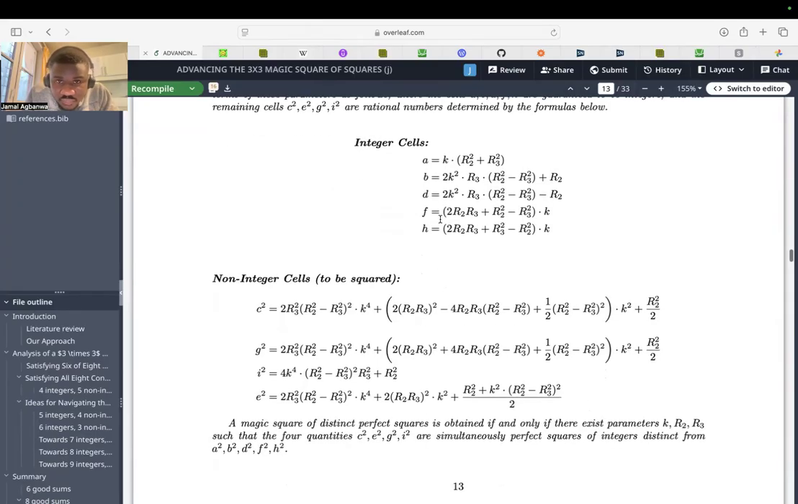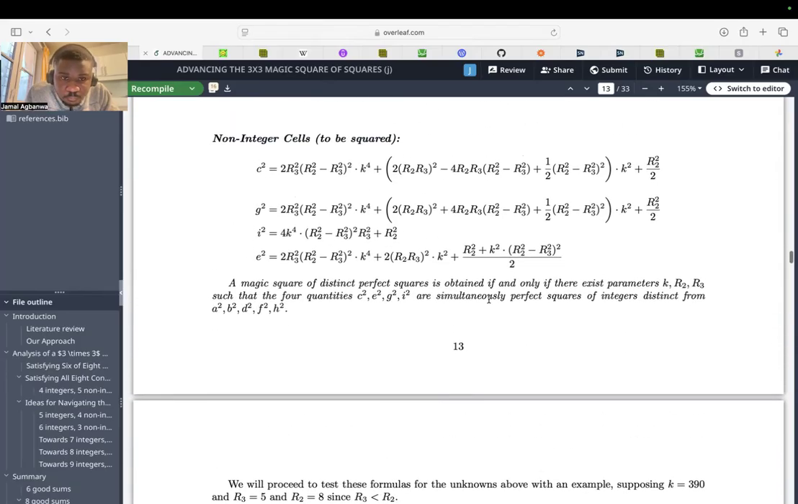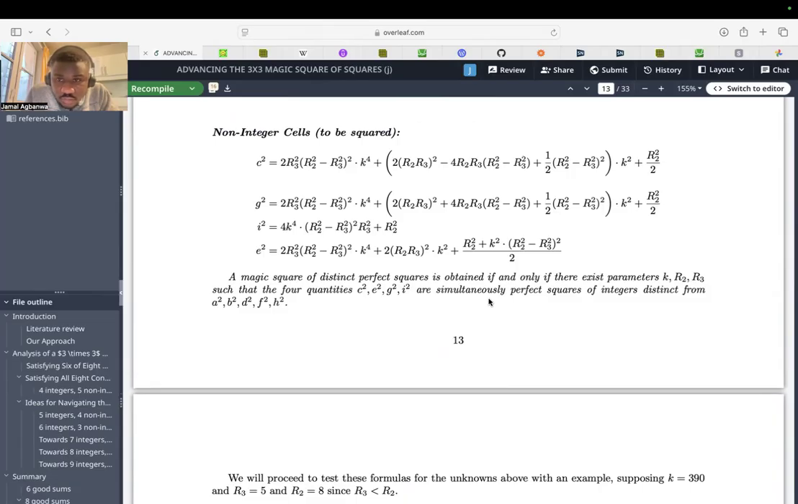So these were the integer sides and then the non-integer sides. In order to get seven integers out of nine integers in a magic square of squares, the goal would have been to solve these two as a system, or these two as a system, or these two as a system. But from the look of things, it's more feasible to solve these two together. Since they are conjugates, it's much easier to solve them as a system. So this was how we chose to handle things.